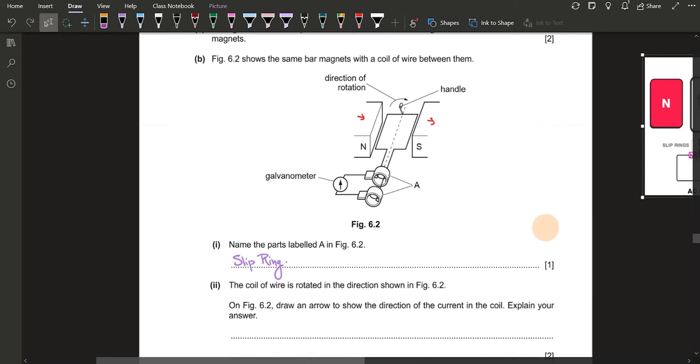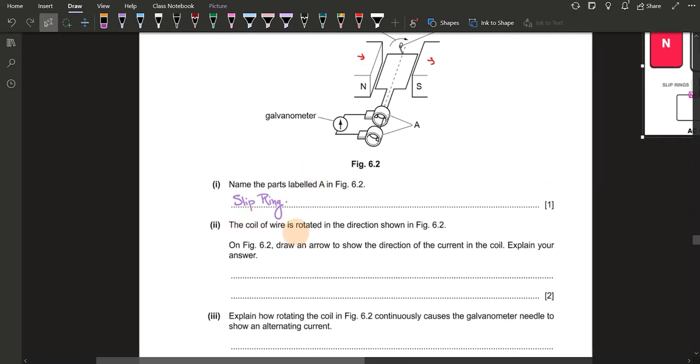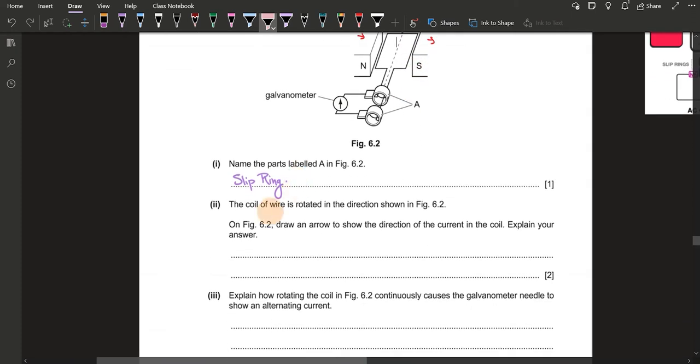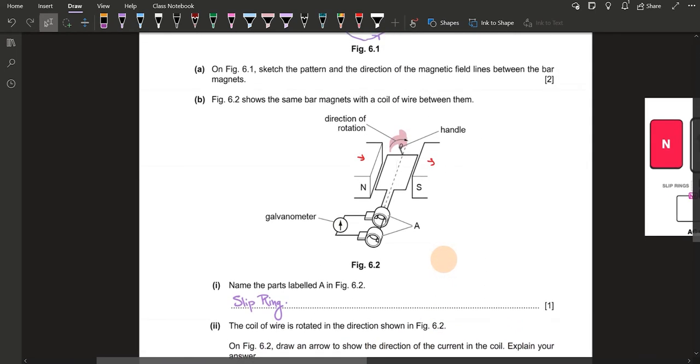Part 2 says the coil of wire is rotated in the direction shown in figure 6.2. You can see here the direction is shown like this. And it says that on figure 6.2, draw an arrow to show the direction of the current in the coil. Explain your answer. So for this, we have to use Fleming's left hand rule, which is going to be like this.